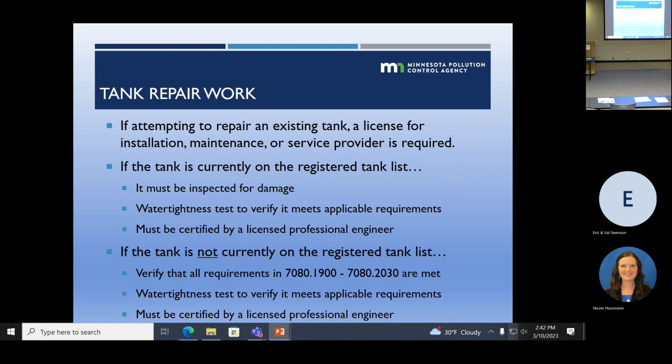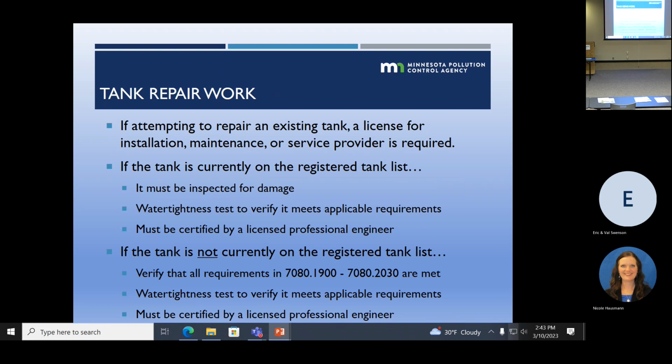Now, what do you actually have to do if you want to repair a tank? So if you're kind of at a fork in the road here, if it's a registered tank, obviously you're going to make sure there's no other damage, but you're going to do a water tightness test, and you have to have a certified licensed professional engineer help you out. They have to sign off that that tank is good, what was done to it fixed the problem, and that they are solid with it.